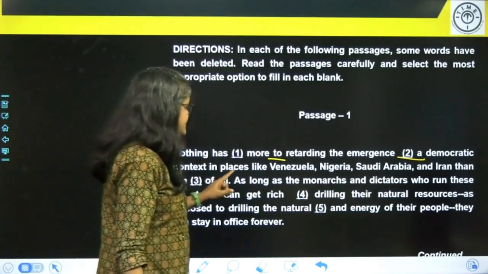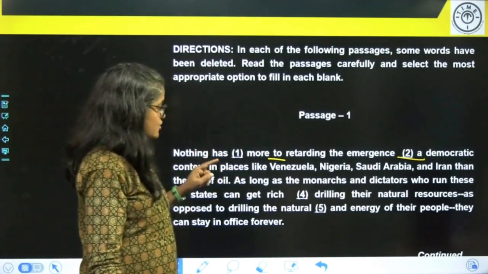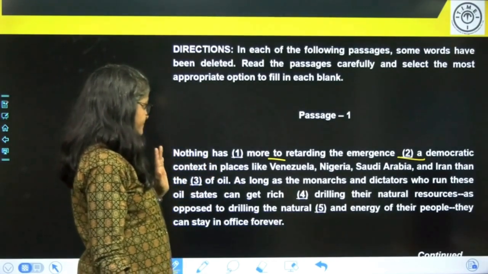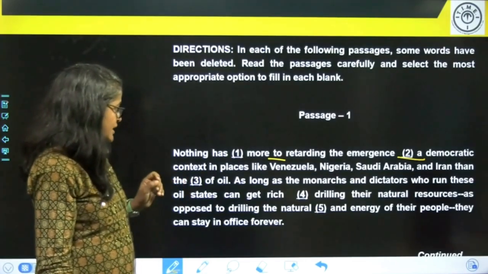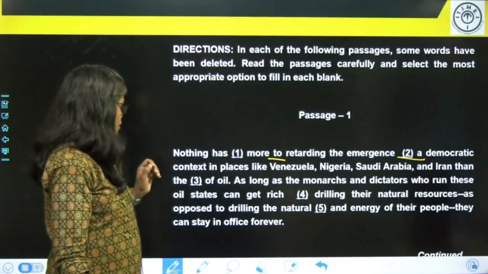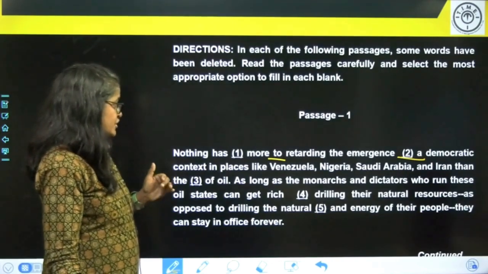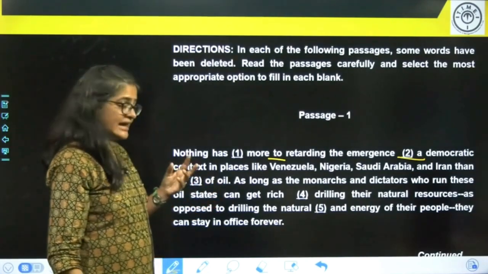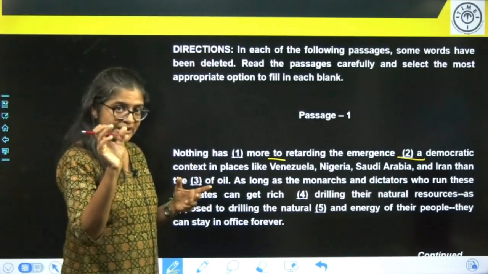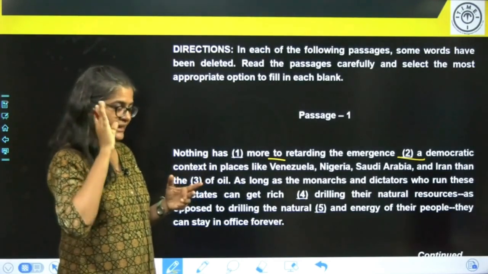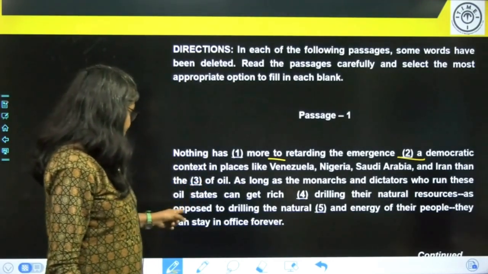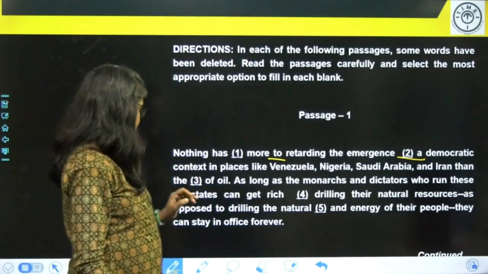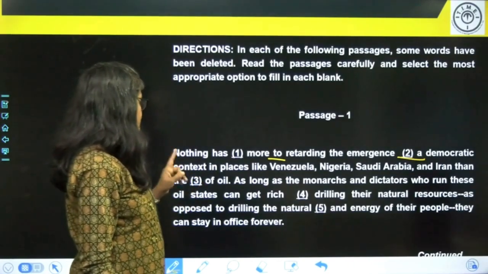In places like Venezuela, Nigeria, Saudi Arabia and Iran, than the dash of oil. As long as the monarchs and dictators who run these oil states can get rich dash drilling their natural resources. Get rich, what preposition would be apt? Try and think. As opposed to drilling the natural dash and energy of their people, they can stay in office forever.